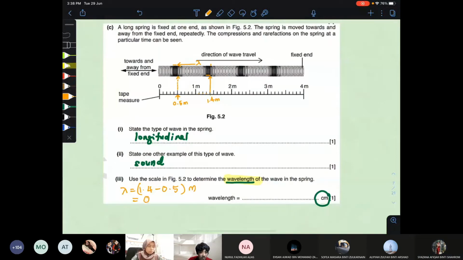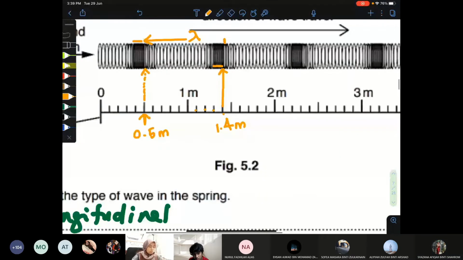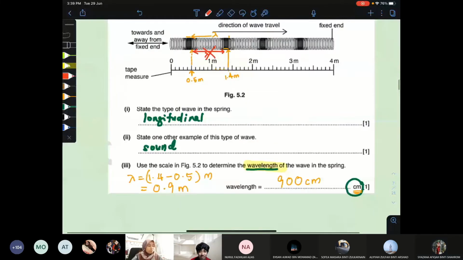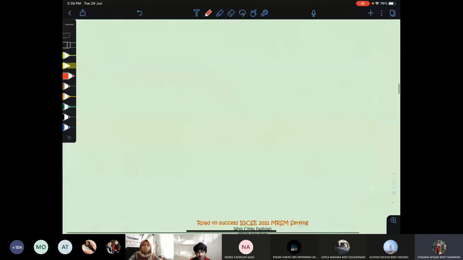So that gives you 0.9 meters, and then 900 centimeters. For this kind of question, the answer is a range, so it depends. But be careful, alright? Students have a tendency to answer like this: "Teacher, this is the wavelength." Wrong. So I focus on where the common mistakes are.